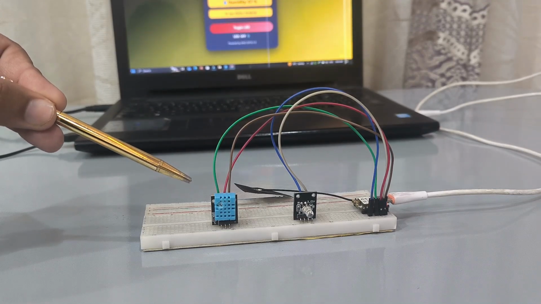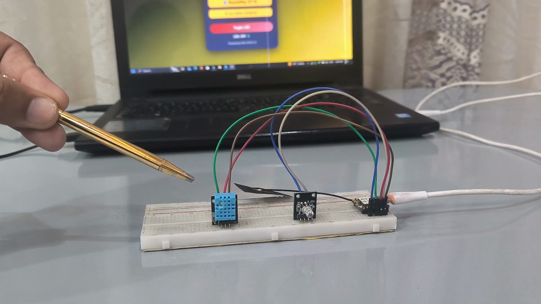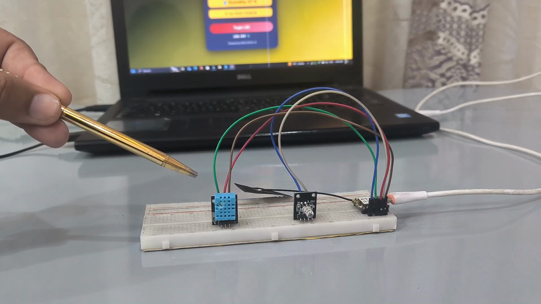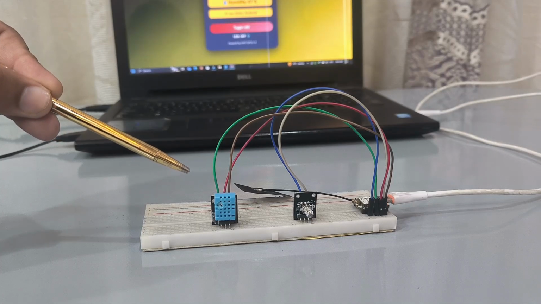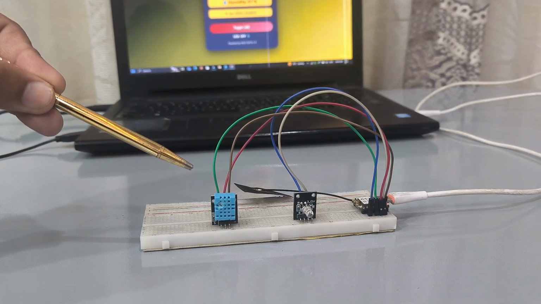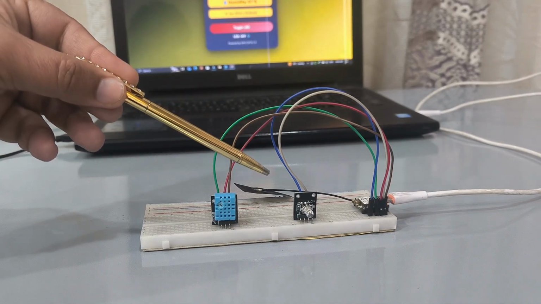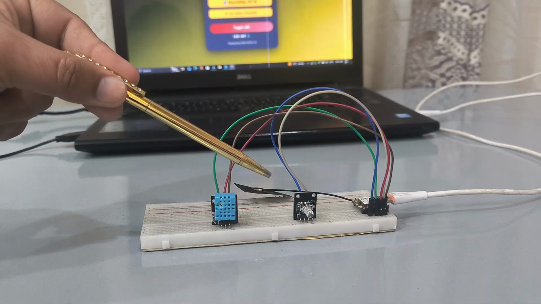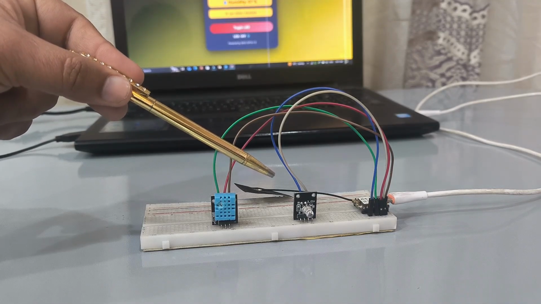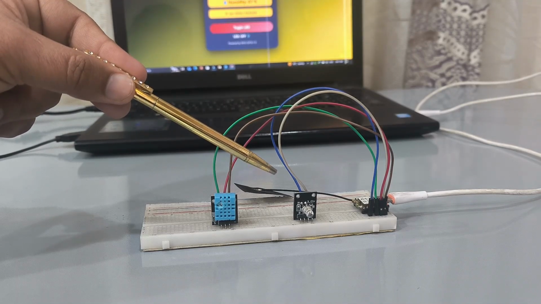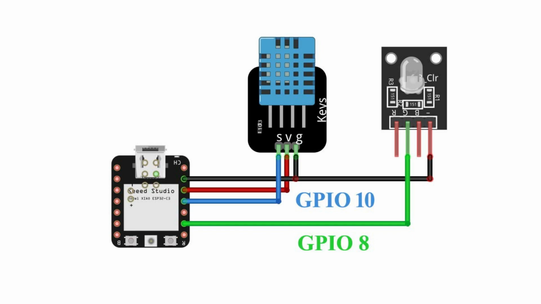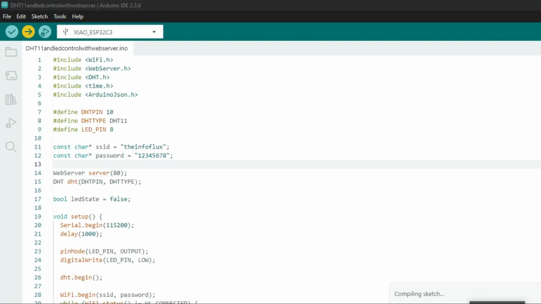Connect the ground pin of the DHT11 sensor with the ground pin of the ESP32-C3. Connect the signal pin to GPIO pin 10 of the ESP32-C3. Connect the R pin of the LED module with GPIO pin 8 of the ESP32-C3 and the ground pin to the ground pin. Upload the code to the ESP32-C3.